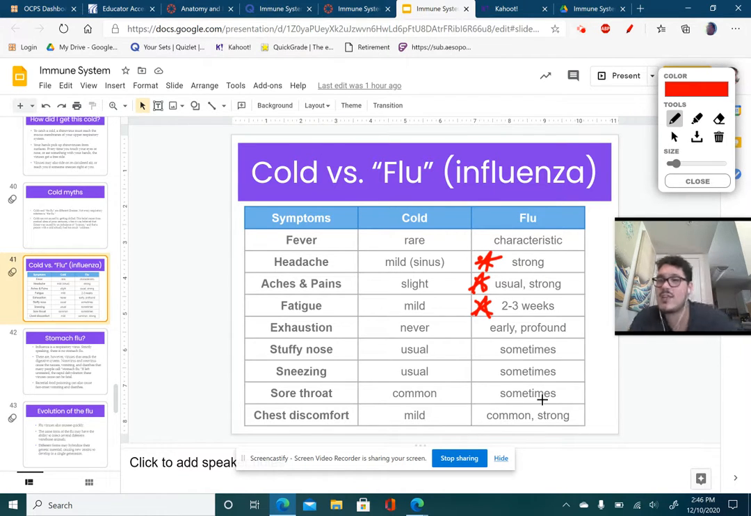So how do you differentiate? Because the symptoms sound pretty similar. Well, with the common cold, you just have to remember that it is a virus affecting your mucous membranes. And where do you have most of your mucous membranes? Your nose. You're going to have most of your mucous membranes in your nose, so that's going to cause a lot of that stuffiness and sneezing and a little bit of sore throat.